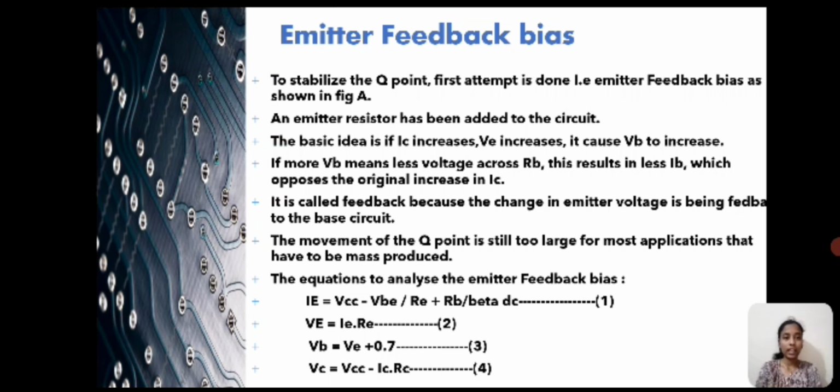The equations to analyze the emitter feedback bias are IE is equal to VCC minus VBE divided by RE plus RB bar beta DC. This is equation 1. VE is equal to IE into RE. Equation 2. VB is equal to VE plus 0.7. Equation 3. And the last one, VC is equal to VCC minus IC into RC. Fourth equation.